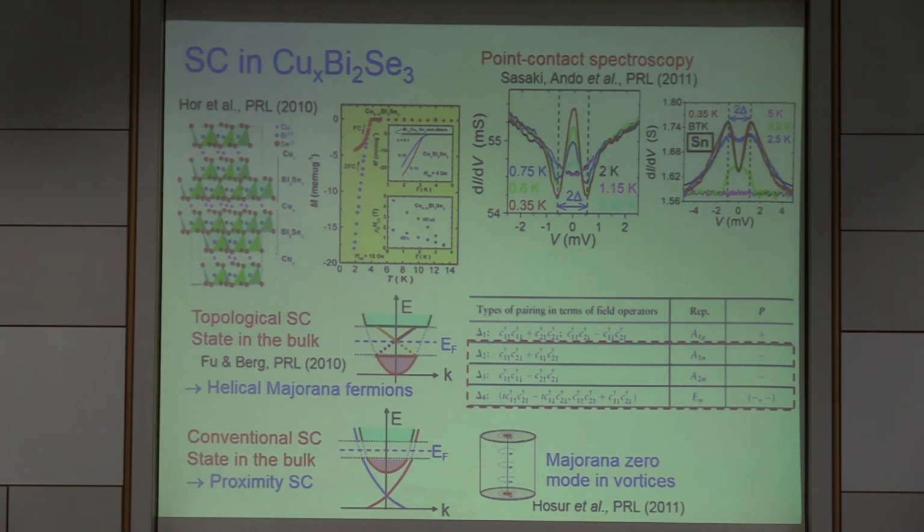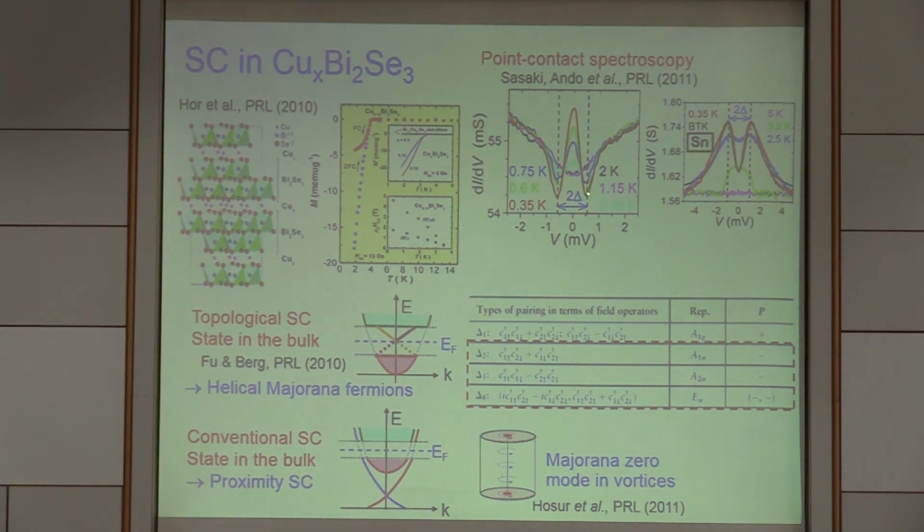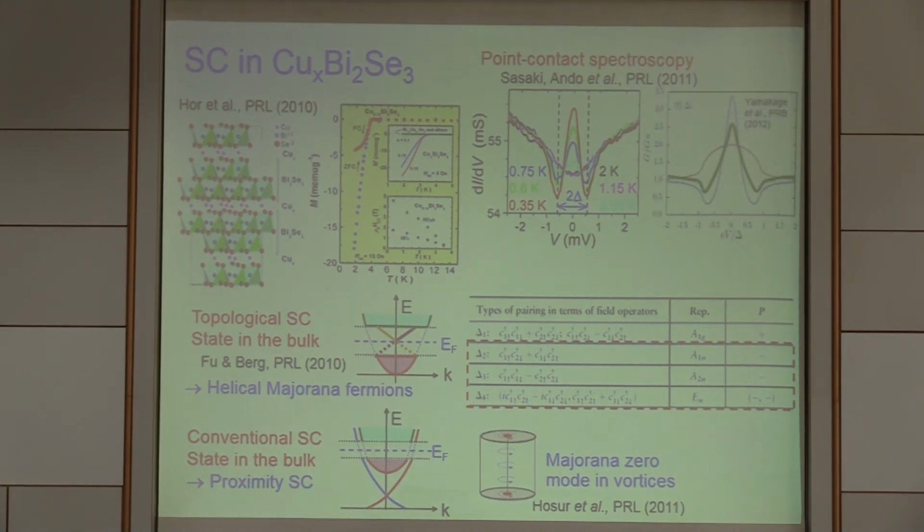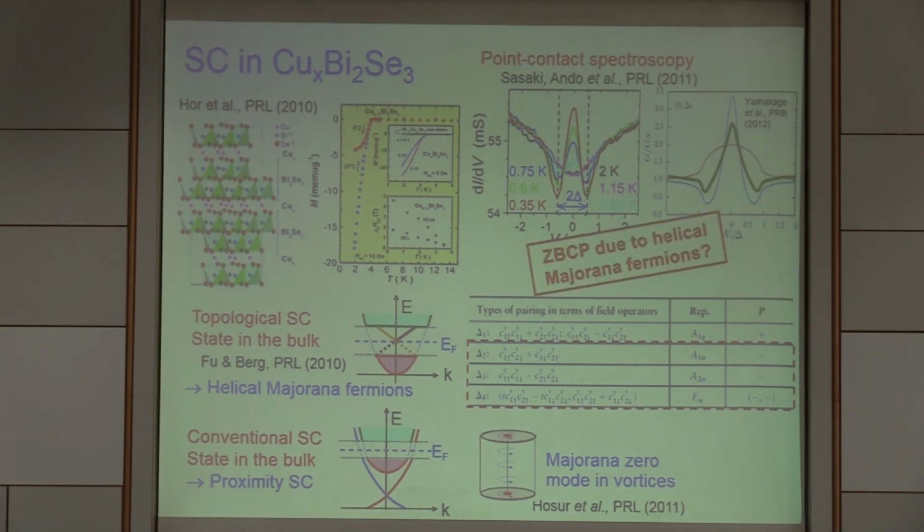So the conductivity is naturally enhanced due to the Andreev reflection process. But when there's an Andreev bound state at the surface, then the conductance at the surface is expected to be reduced. And actually, the theoretical calculation for the point contact spectra expected for this copper bismuth selenide material predicts a spectrum like this. And this is in good agreement with what we have observed. So this zero bias conductance peak seems to be due to helical Majorana fermions.